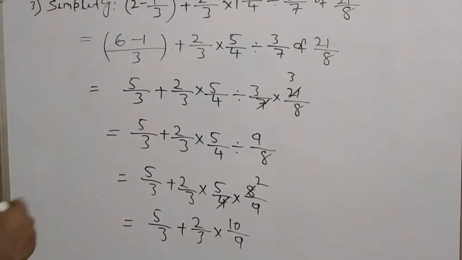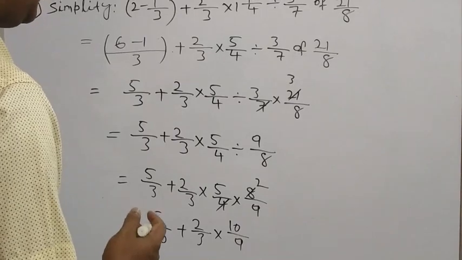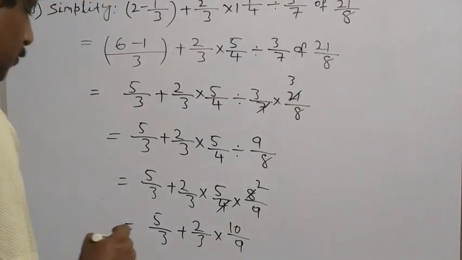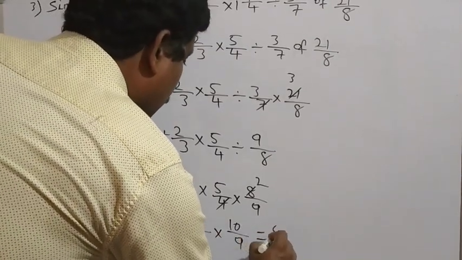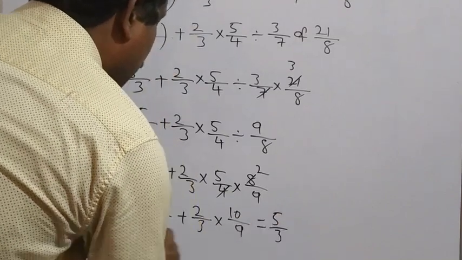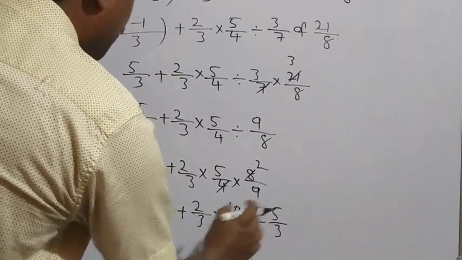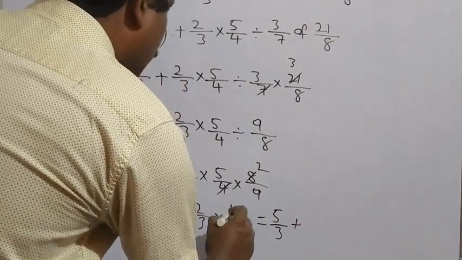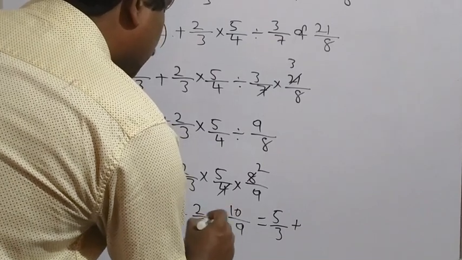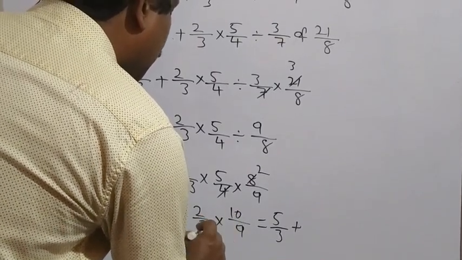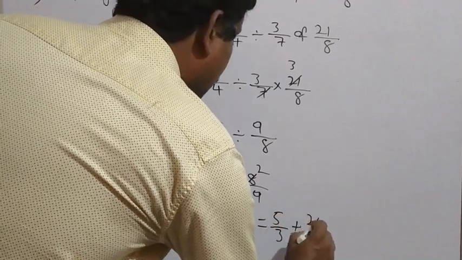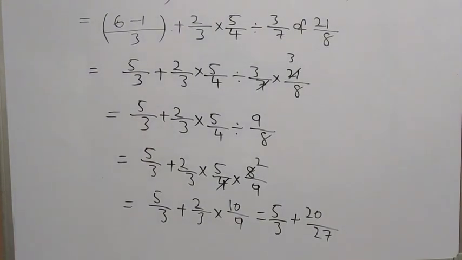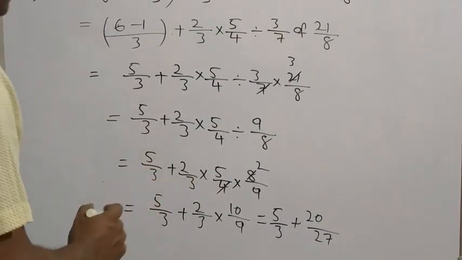Division is over. After division what comes? BODM. M means multiplication, so we do multiplication. Space is not there, that's why I am writing here: 5 by 3 plus 2 by 3 into 10 by 9. Will anything cancel here? Nothing. So 2 into 10 is 20, 3 into 9 is 27, so 20 by 27. Now 5 by 3 plus 20 by 27. The last step is addition.